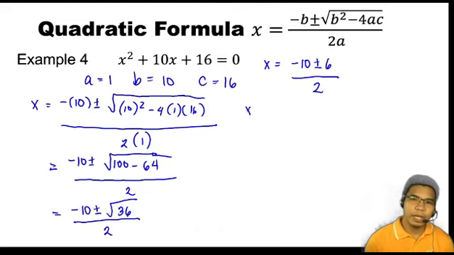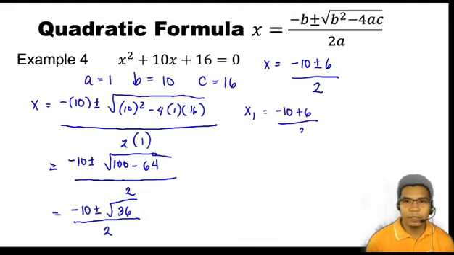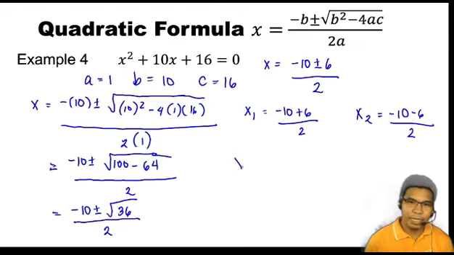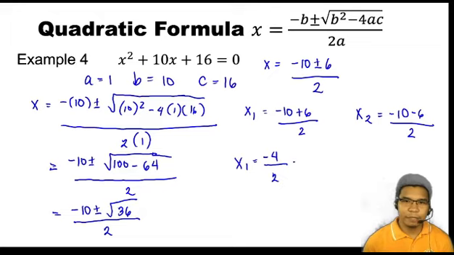Then we can now write x sub 1. We have negative 10 plus 6 over 2. And our x sub 2, which is negative 10 minus 6 naman, all over 2. Simplify natin ang x sub 1. Negative 10 plus 6 is equivalent to negative 4 over 2. Negative 4 divided by 2 is negative 2.